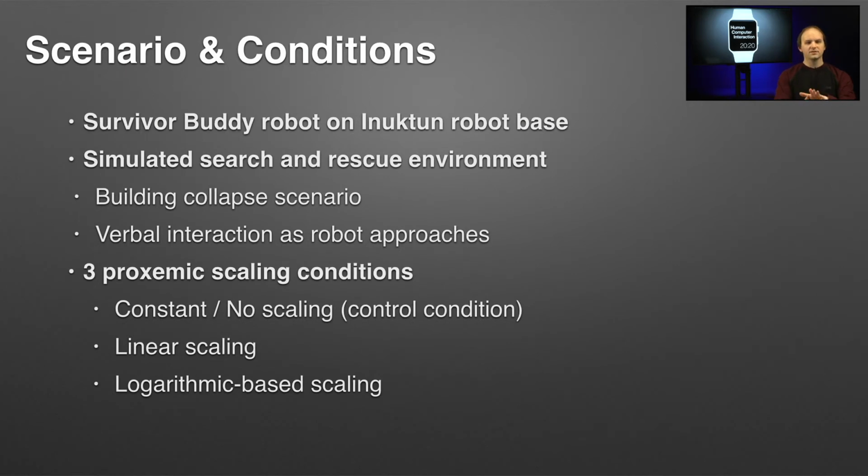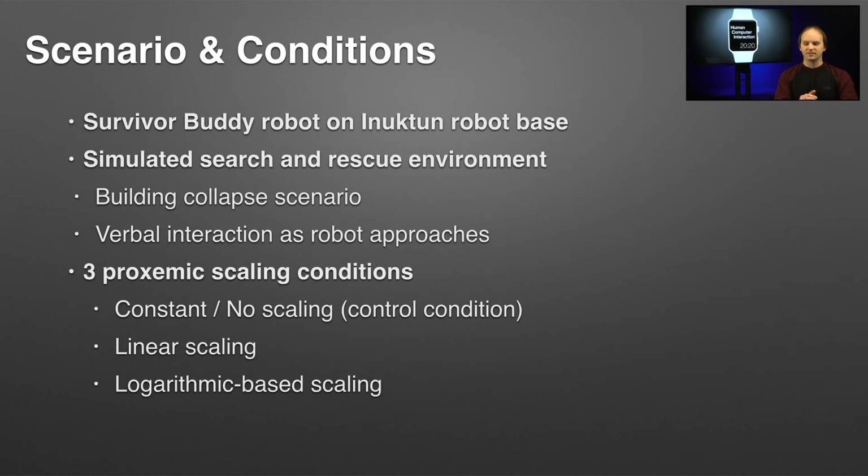Okay. So the scenario and the conditions. We're going to take Survivor Buddy and put it on top of that robot that moves through the environment, and we're going to do this in a simulated search and rescue environment. We can't actually collapse buildings on people for the purpose of our study. And we can't necessarily use this on the rare occasion that a building does collapse and we can get to it fast enough and there are people trapped in it that we can find with a robot. We can't really run our studies at that point.